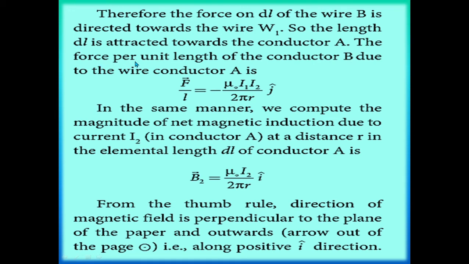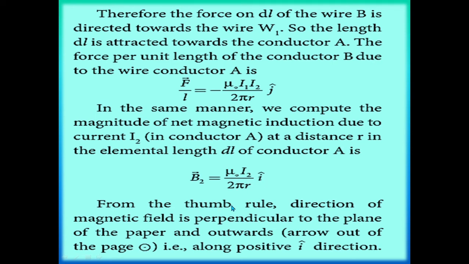The force per unit length of the conductor B due to the wire conductor A is, force per unit length means force divided by L, equal to minus mu naught I1 I2 divided by 2 pi r into j cap. In the same manner, we compute the magnitude of the net magnetic induction due to the current I2 in conductor A at a distance r in an element length dl of the conductor A: B2 vector is equal to mu naught I2 divided by 2 pi r into i cap.